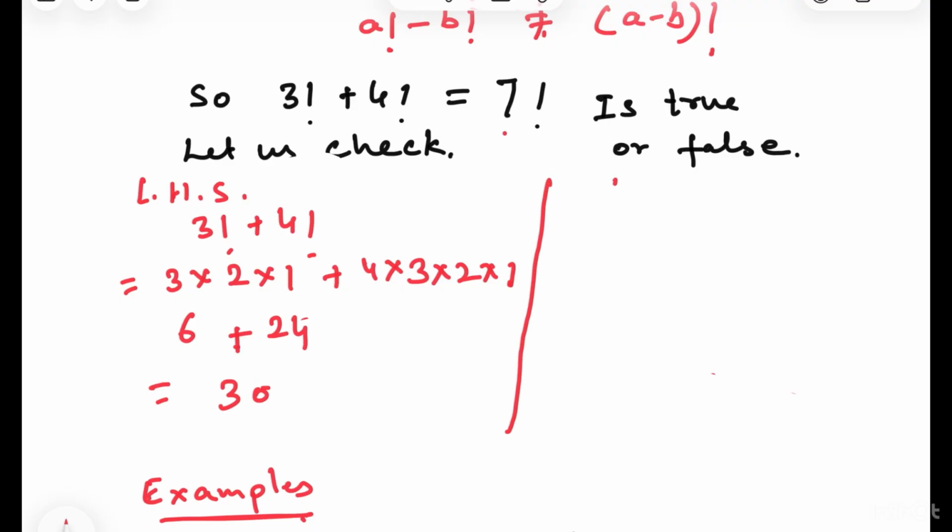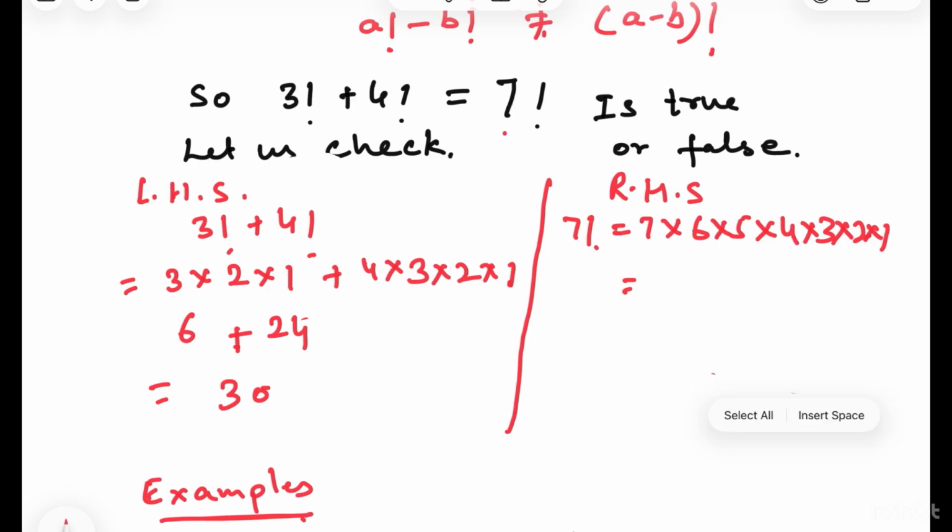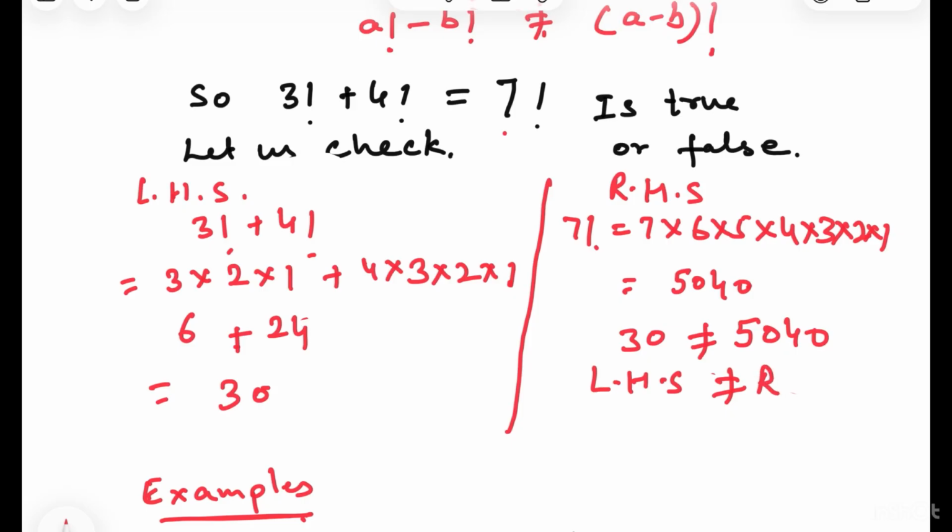Now RHS, 7 factorial. This is 7 into 6 into 5 into 4 into 3 into 2 into 1. So up to here it is 120, 6 120s are 720, 7 720s are 5040. So 30 is not equal to 5040. LHS is not equal to RHS. Hence, it is false.